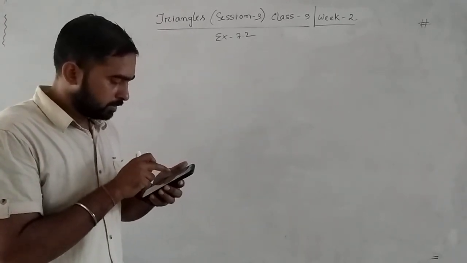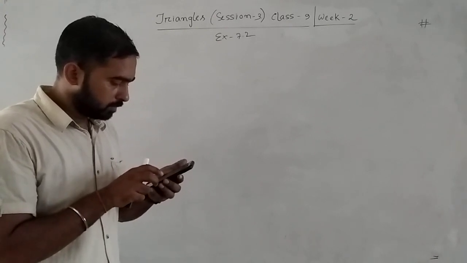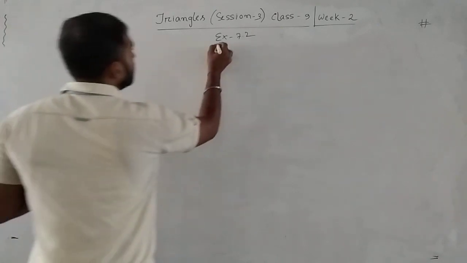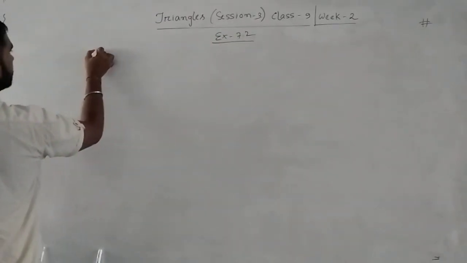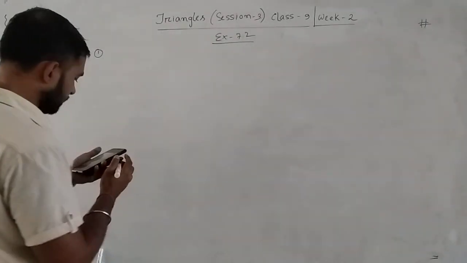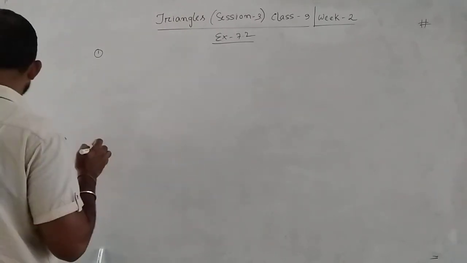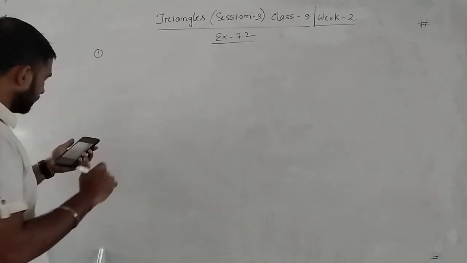Questions. These are the questions, 7.2. Now here nothing, just use the congruence of triangles in all the exercises. Now here the diagram is not given, but first read the question carefully.